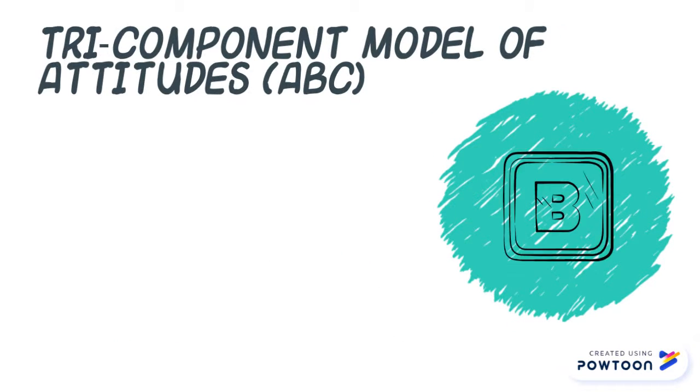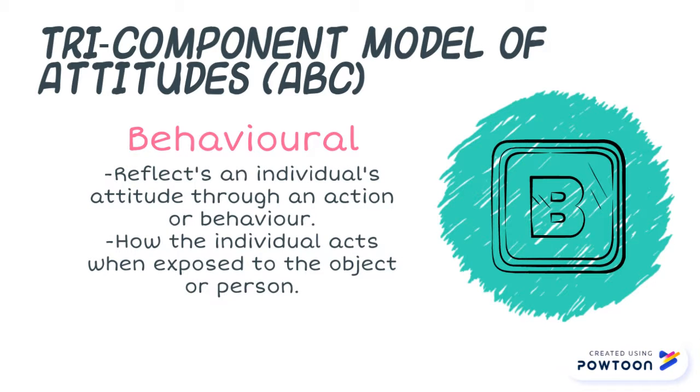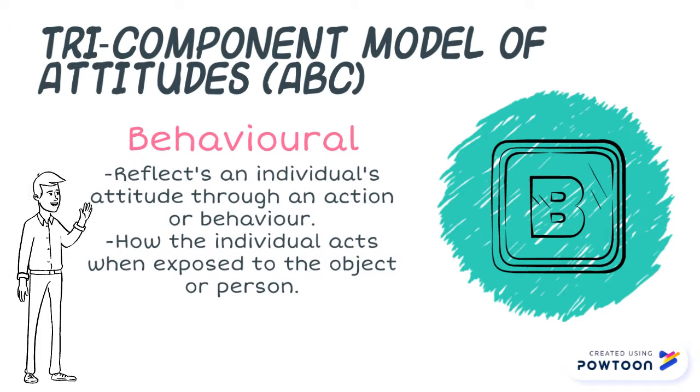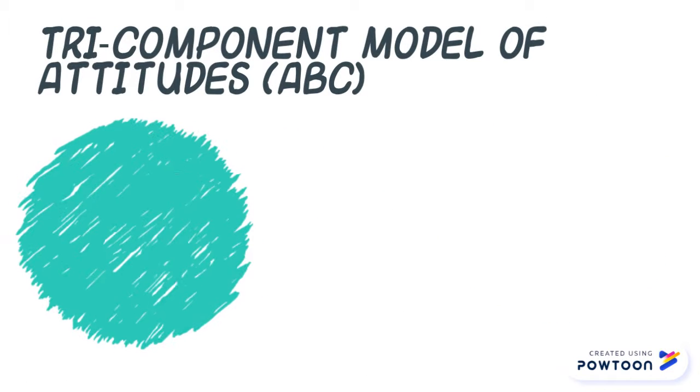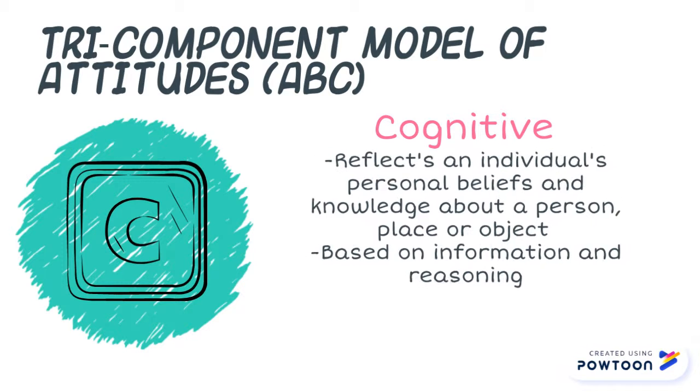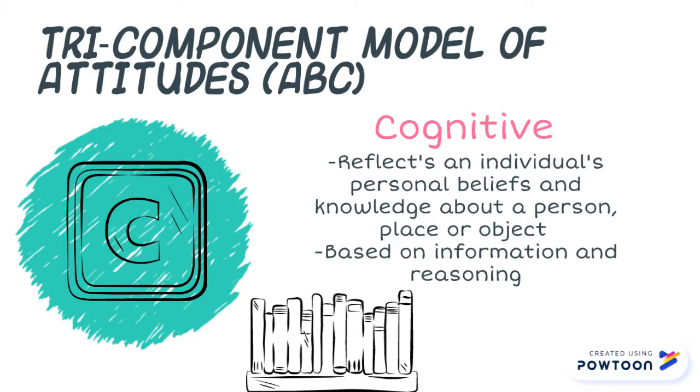Next, we have the behavioural component. This is the likelihood or tendency that an individual will undertake a specific action or behave in a particular way when exposed to the object or person. This often provokes discriminative behaviours. Lastly is the cognitive component. This is known as the thought component of an attitude. It refers to the knowledge and perceptions an individual acquires due to direct experiences with the person, place, or object. This component can be challenged and changed according to the person's experiences.